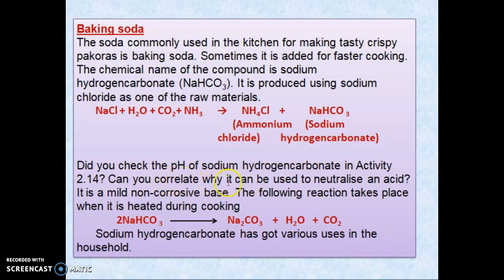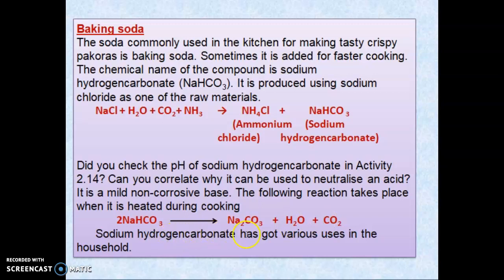Can you correlate why it can be used to neutralize an acid? It is a mild non-corrosive base. The following reactions take place when it is heated during cooking. During cooking, we put in sodium hydrogen carbonate. What happens? On heating, this sodium hydrogen carbonate dissociates into sodium carbonate, water and carbon dioxide.